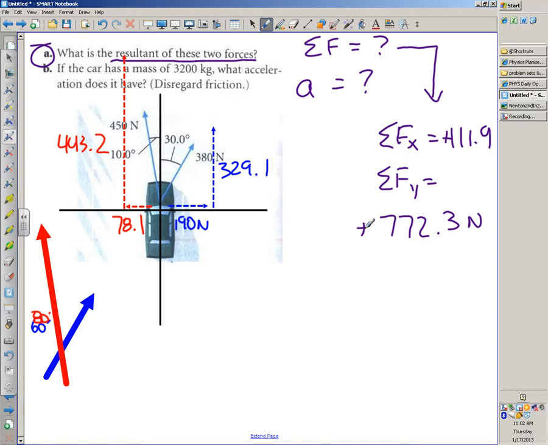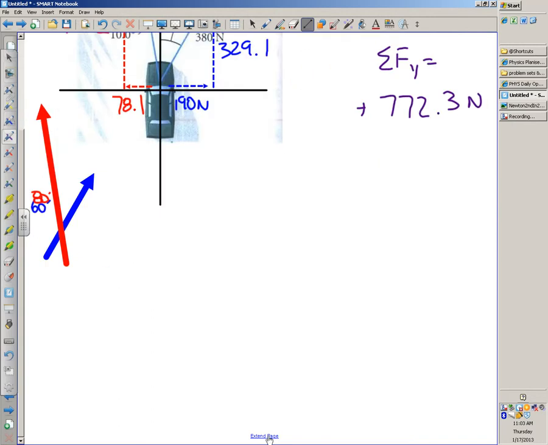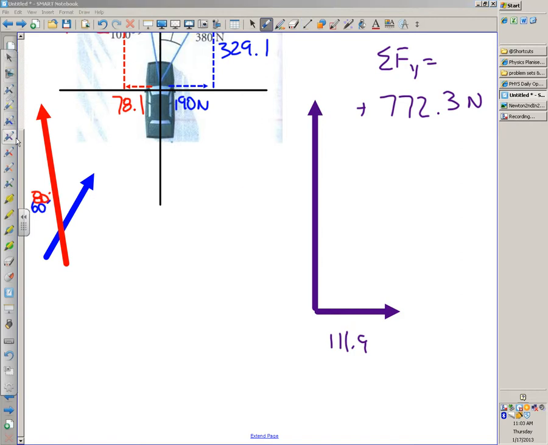But in this case, it's not asking us to balance the forces out. It's just asking us what's left over, right? So that's what we did when we did equilibrium, but here it's just asking us what's the net force. All right, so that left us with, let's extend this down a little bit, 111.9 in this direction, and then 772.3 in this direction. Okay?